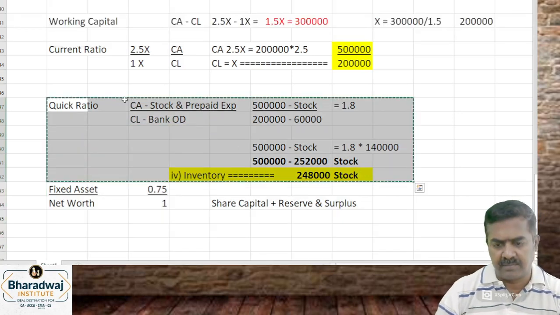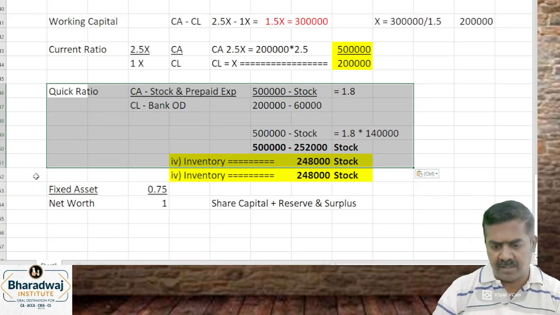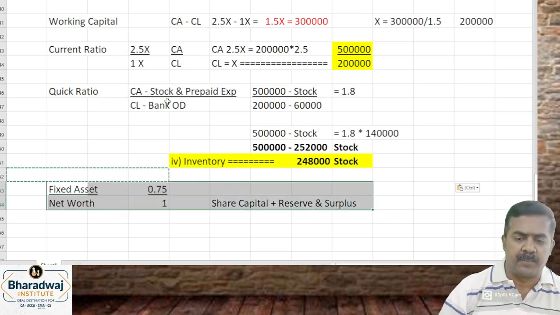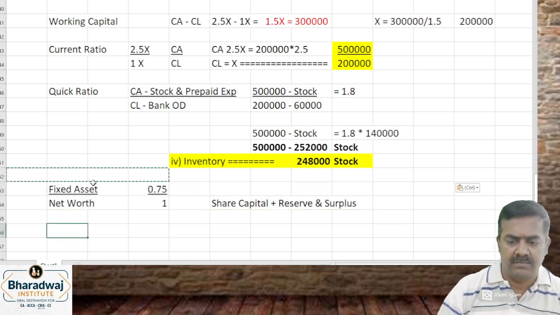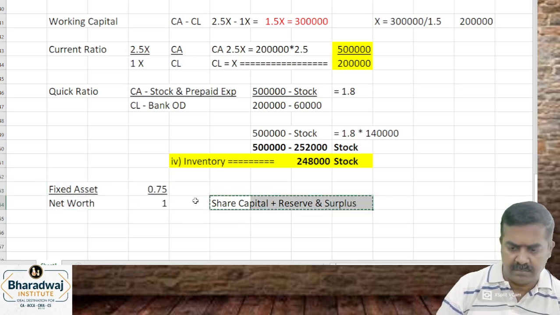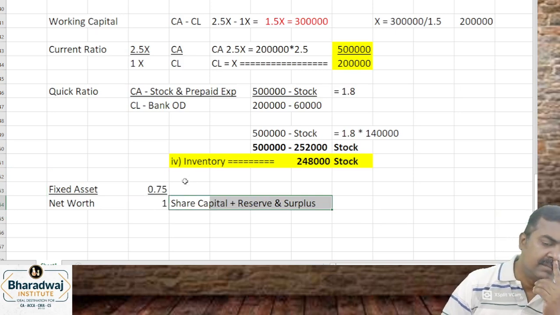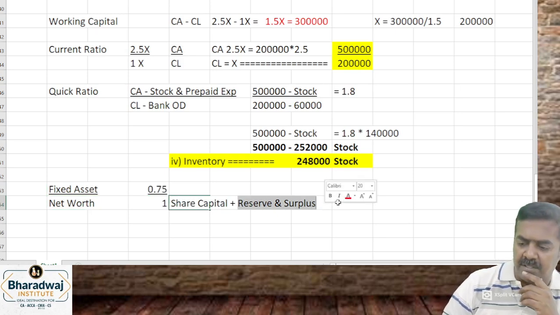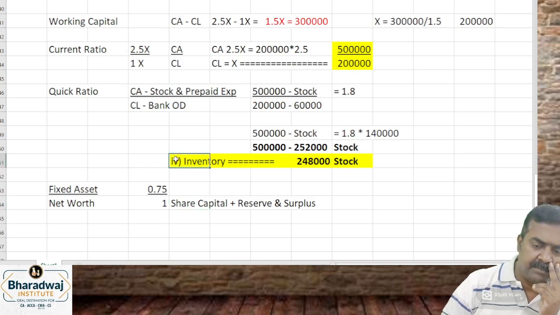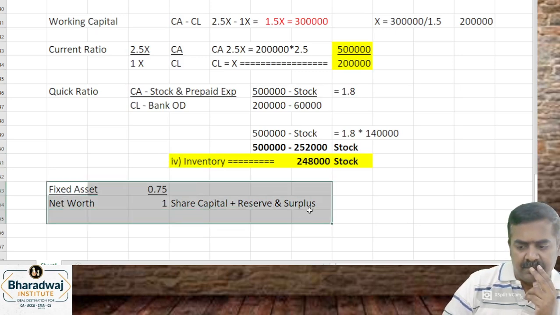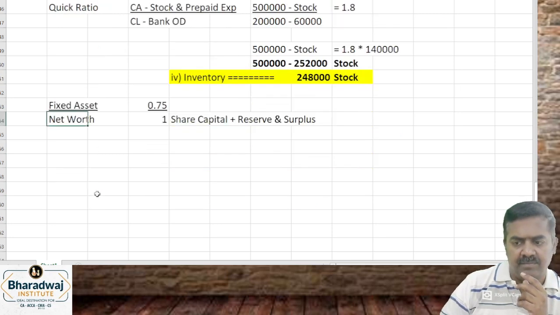Have you taken it up to this point? Take it. How to proceed further? Reserves and surplus alone is given, but we want both share capital plus reserves and surplus. We proceed further.